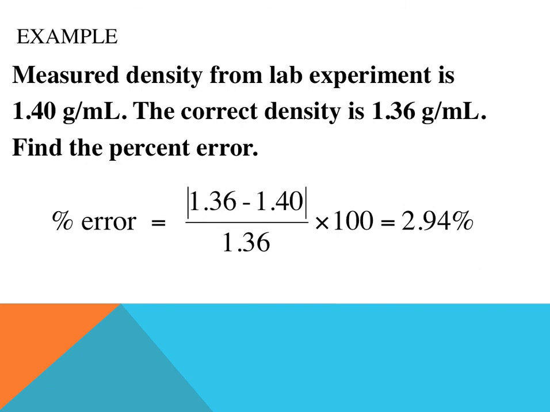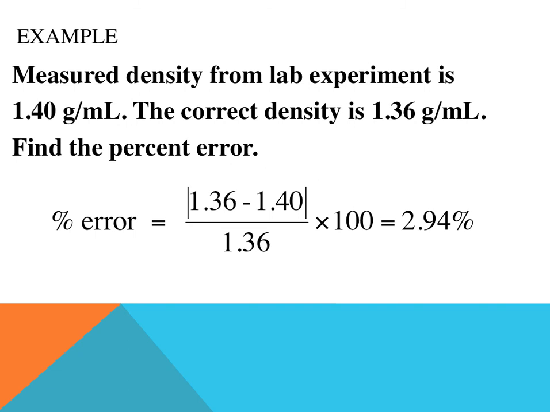So let's look at an example for percent error. We have a measured density from a lab, and the experimental value is 1.40 grams per mil. The correct density is 1.36 grams per mil. Either that was given to you within the laboratory, or you looked it up and researched that item to see what the accepted density was. We need to find the percent error.